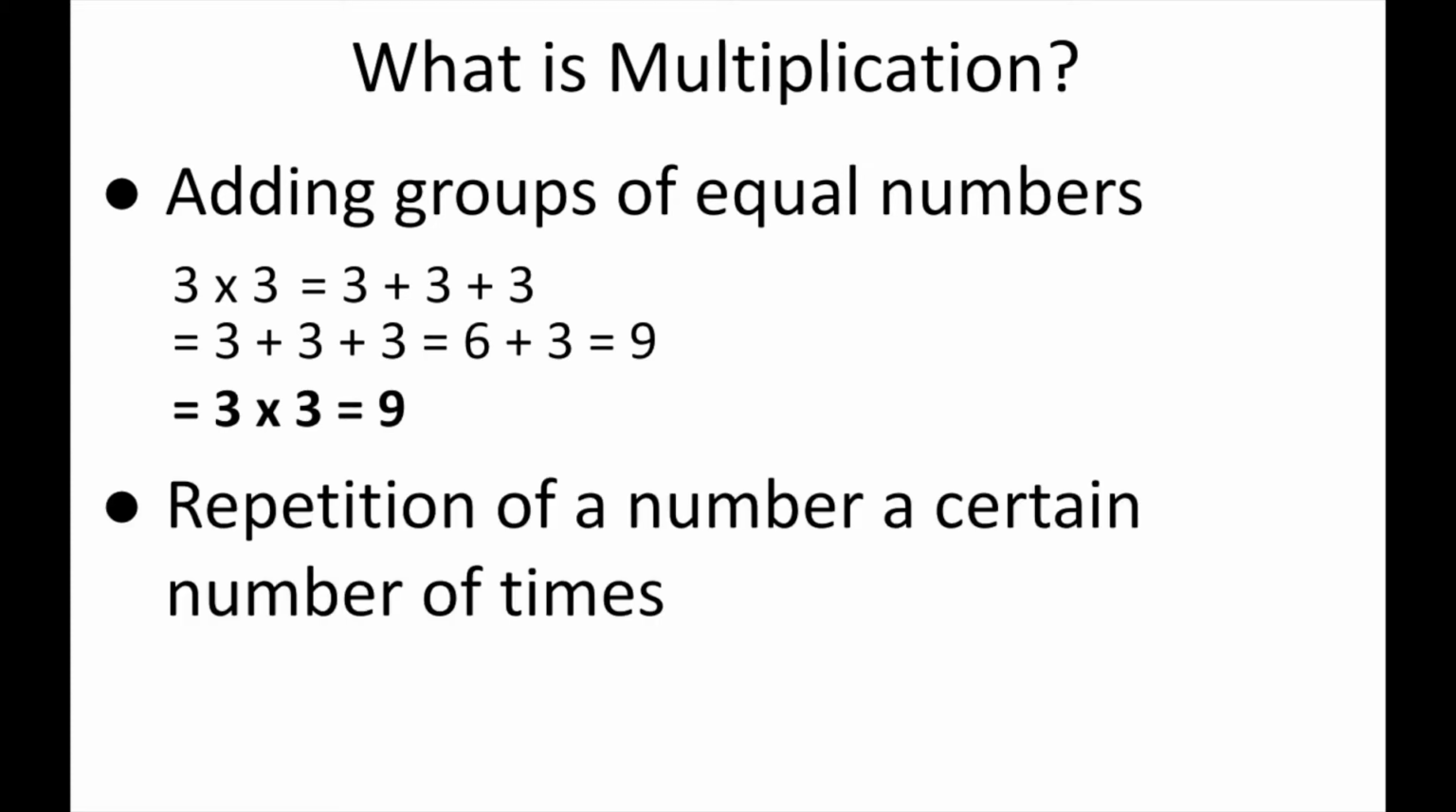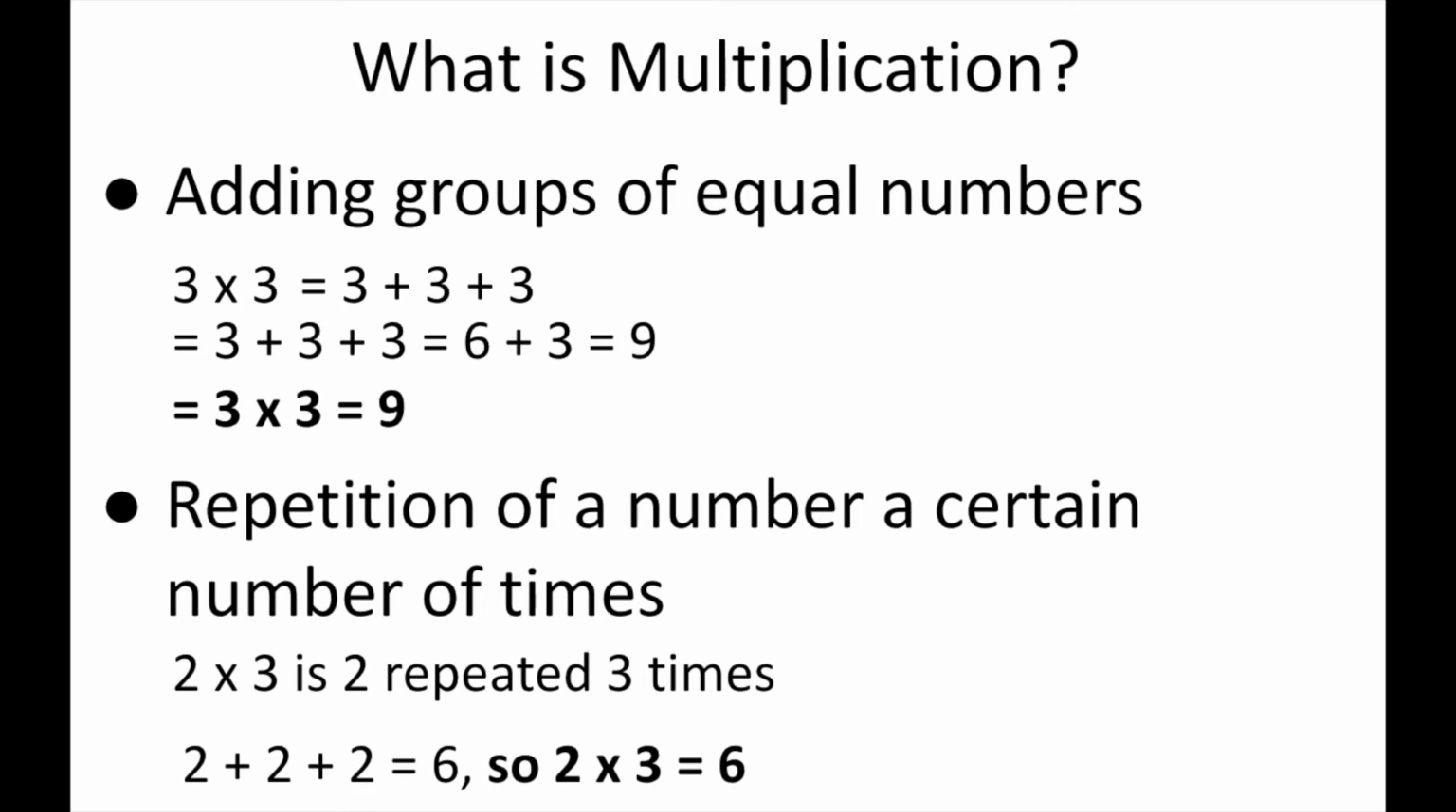Another way to define multiplication is by saying that multiplication is the repetition of a number a certain number of times. An example of this is 2 times 3. 2 times 3 is the number 2 being repeated 3 times. We can solve this by saying 2 plus 2 plus 2 is equal to 2 times 3 because 2 is being repeated 3 times. 2 plus 2 plus 2 is 6, so 2 times 3 is 6.